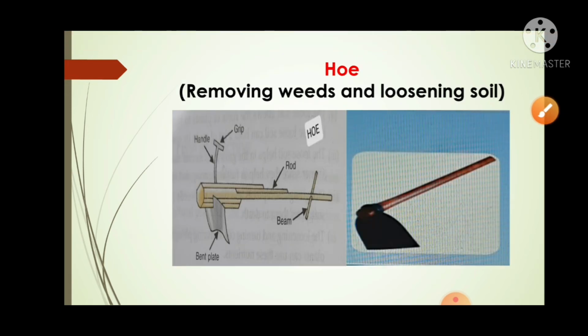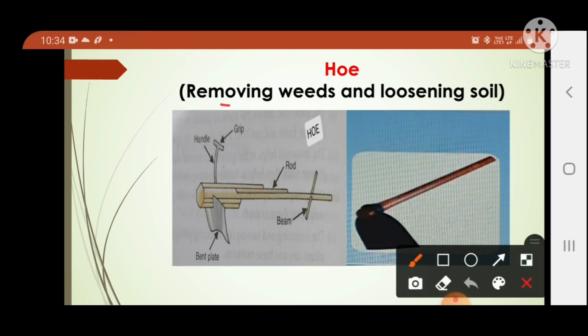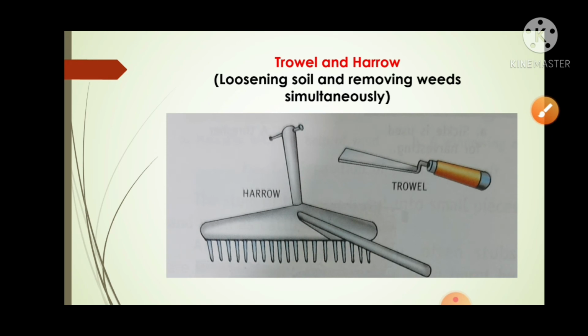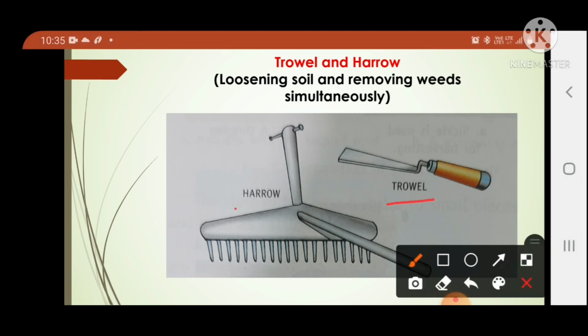Another kind of important implement is the hoe, which is used for removing weeds and loosening soil. It consists of a long rod of wood, or that may be of iron too. A strong, broad and bent plate of iron is fixed at one end of the long rod, which acts like a blade. At the other end of the rod is a beam which is placed on the bullock's neck. Next we have trowel and harrow, which are used for loosening soil and removing weeds simultaneously.